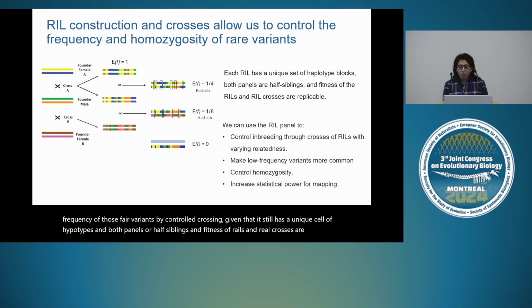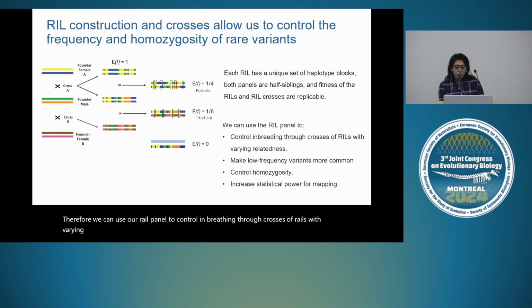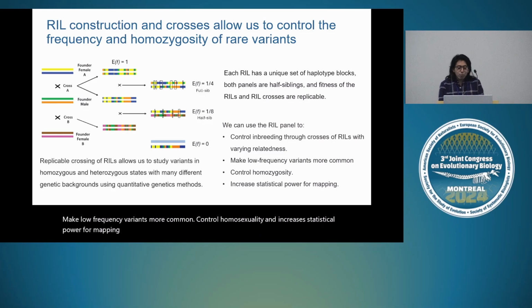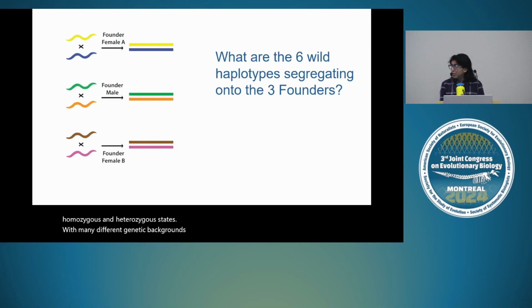Therefore, we can use our RIL panel to control inbreeding through crosses of RILs with varying relatedness, make low-frequency variants more common, control homozygosity, and increase statistical power for mapping. So the replicable crossing of RILs allows us to study variants in homozygous and heterozygous states with many different genetic backgrounds using quantitative genetic methods.